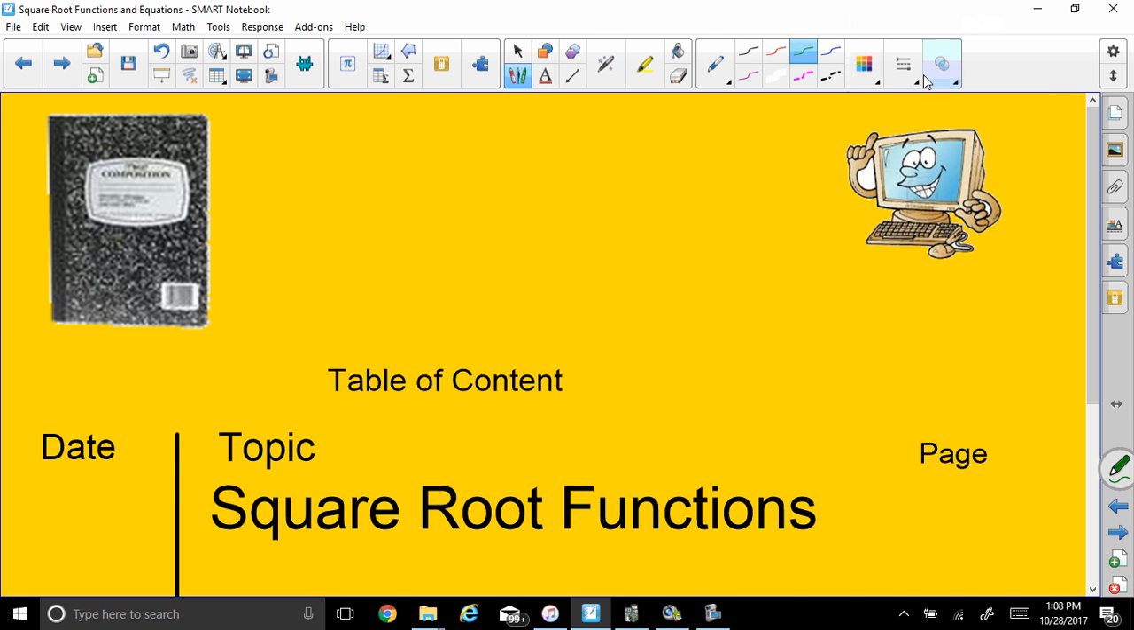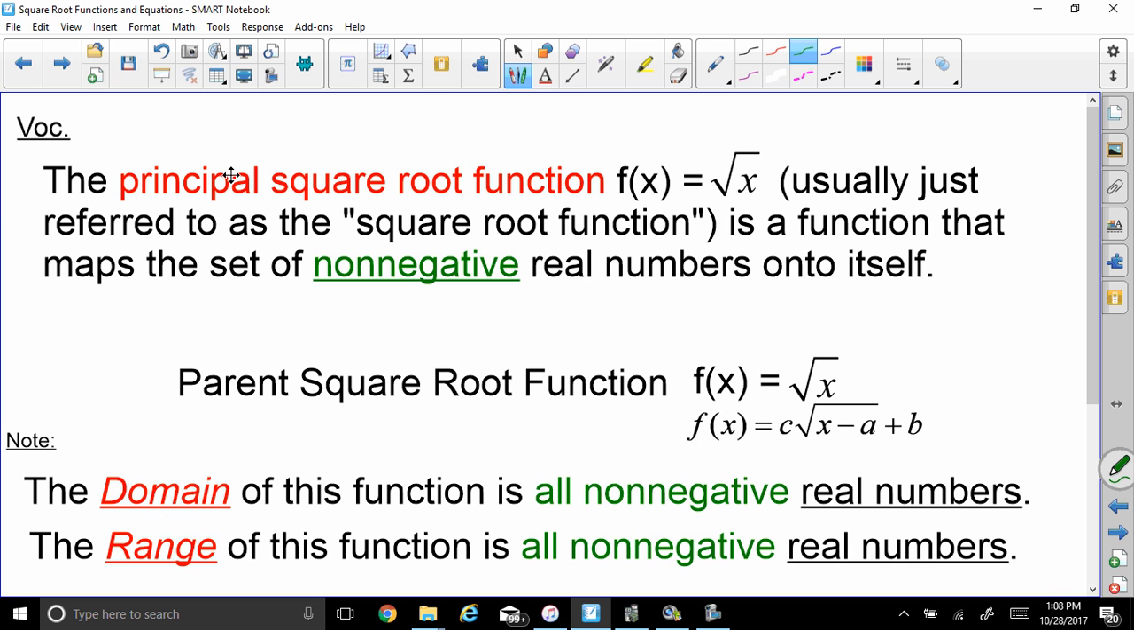This is Dr. Robinson again, and we're going to continue our studies. We are talking about square root functions. The principal square root function f of x equals the square root of x, usually referred to as the square root function. It is a function that maps the set of non-negative real numbers onto itself.